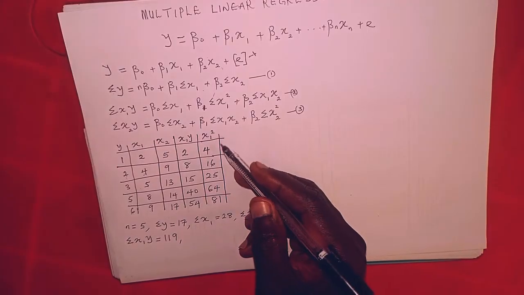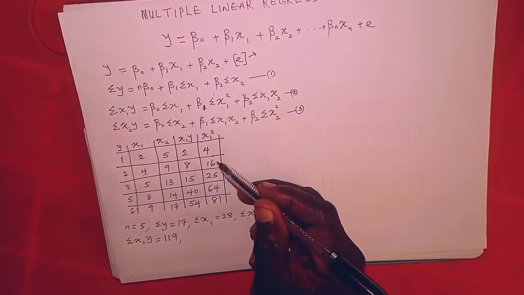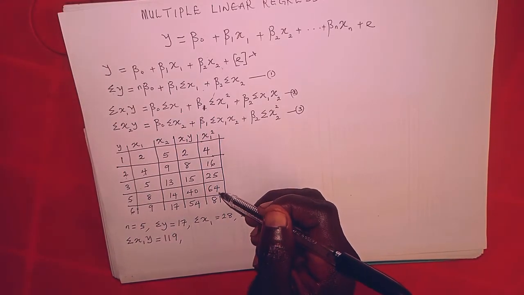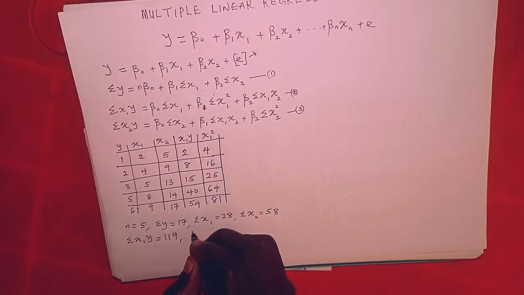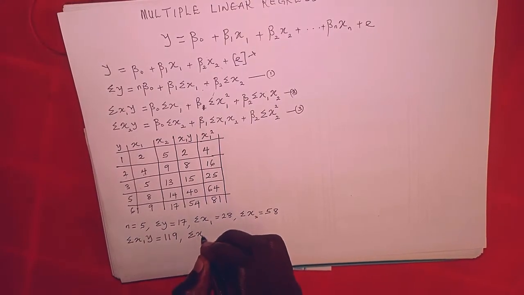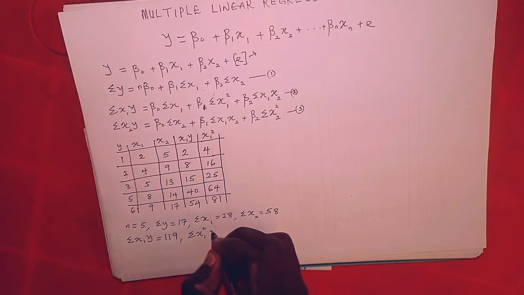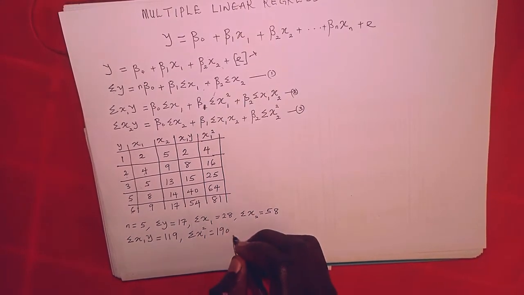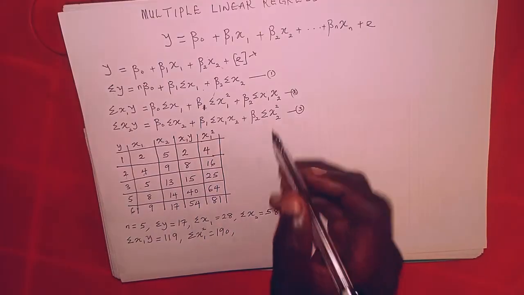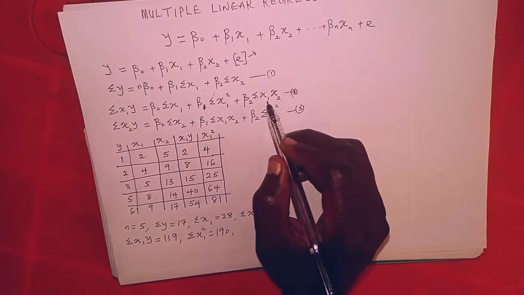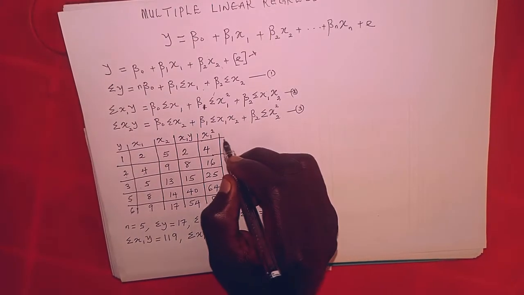So if you add all the values in this column together, that is 4 plus 16 plus 25 plus 64 plus 81. Therefore, we have summation x1 squared. Then that is going to give us 190. We're still dealing with equation 2, so we need x1x2.